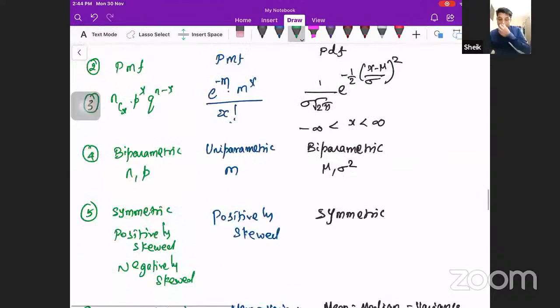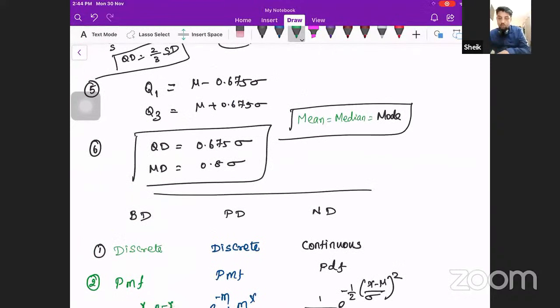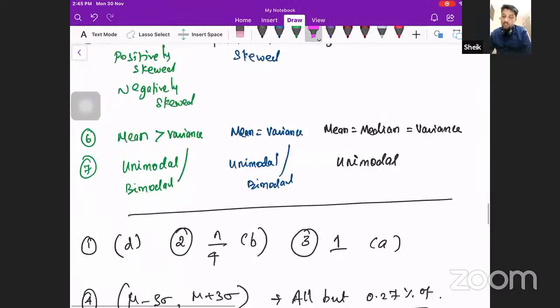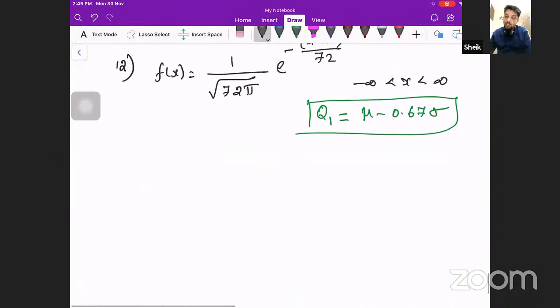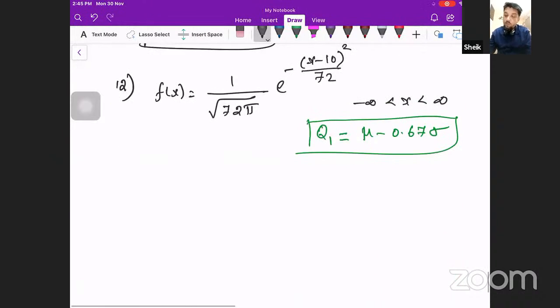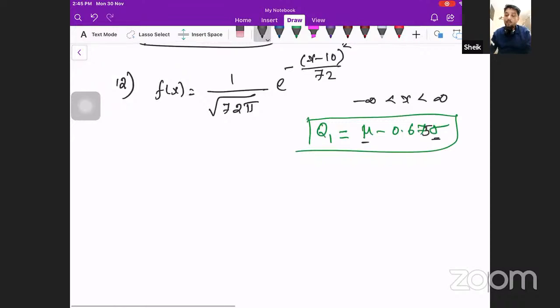Look at this. Q1 is mu minus 0.675 sigma. See, it is given. So that is the rule we need to use here also, my dear. I have to identify what is mu, and I need to find out what is sigma. Then we can do it.